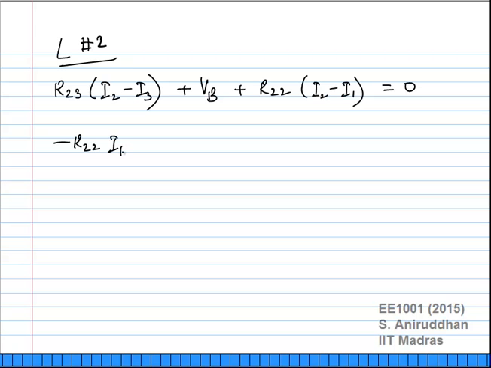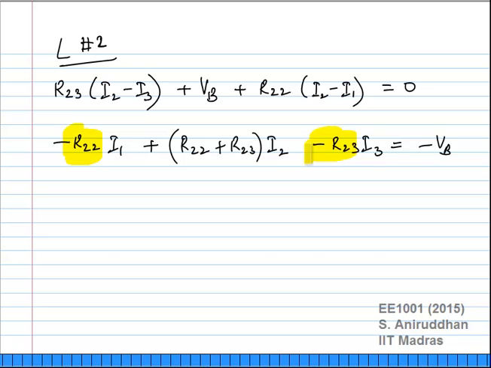Minus R22 times I1 plus (R22 plus R23) times I2 minus R23 I3 equals minus VB. And this is what I was talking about. The diagonal term is positive, the off diagonal terms are negative.